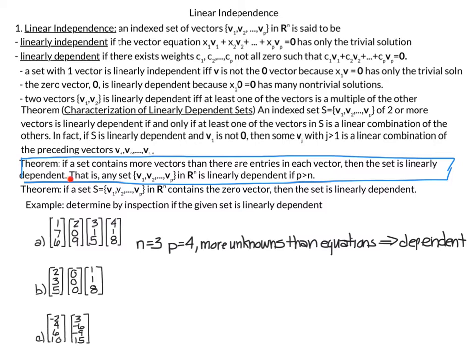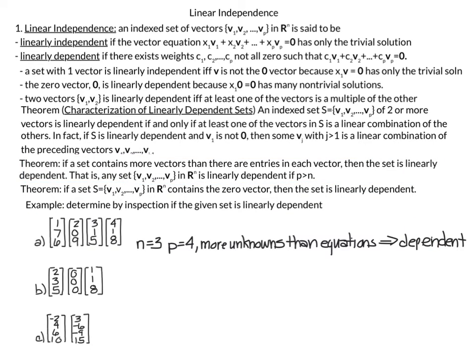We are going to use this theorem here where we have a set containing more vectors than entries in each vector. That is, we have p vectors in Rn. So here we're in R3 because we have an x, y, z coordinate. So n is equal to 3, but we have p vectors. That is, we're going to have 3 equations and 4 unknowns. We have more unknowns than equations, which means we're going to have a non-trivial solution, and these vectors are dependent.